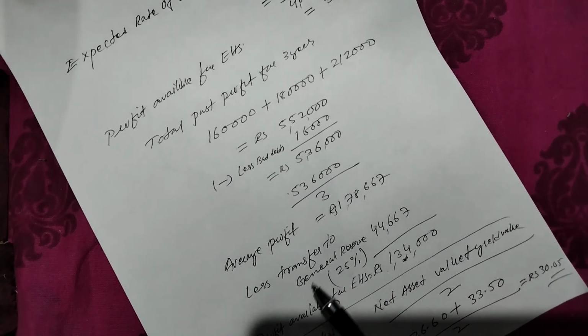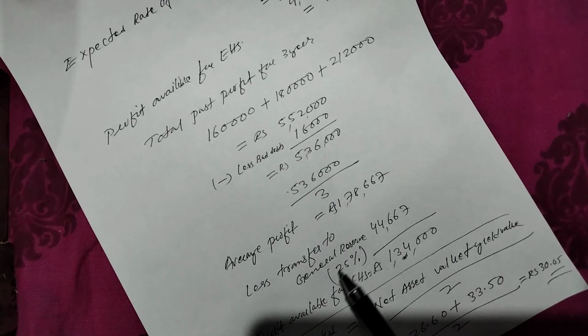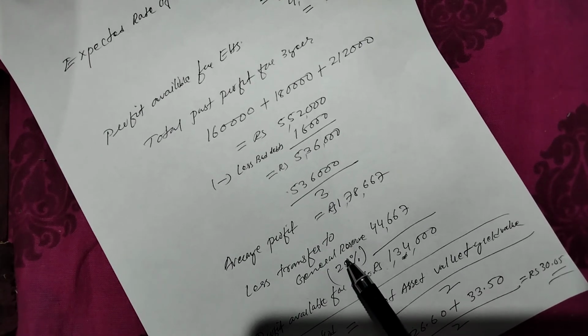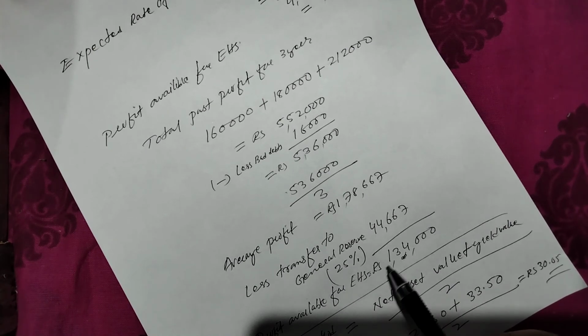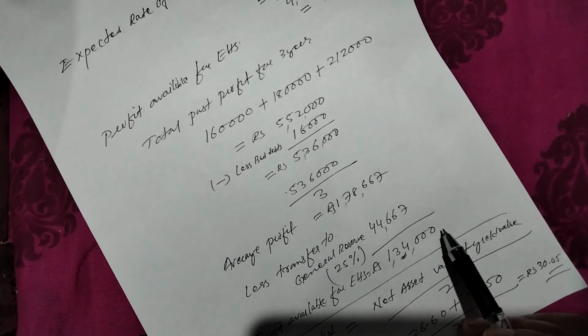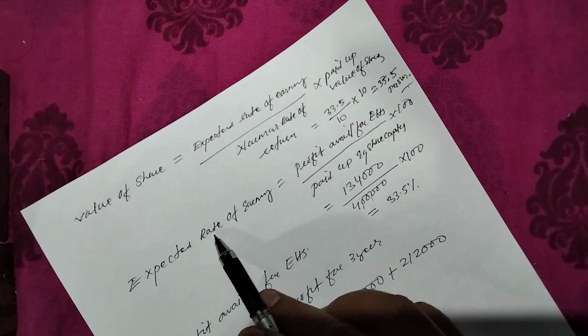If the question asks to reduce taxation, then you have to reduce that also, like 10%, 20%, if they have asked. But in our question, there's nothing like tax, so you need to ignore that. So this is the profit available for equity shareholders, 1,34,000. So you got the profit available for equity shareholders. Now you can bring the expected rate of return.